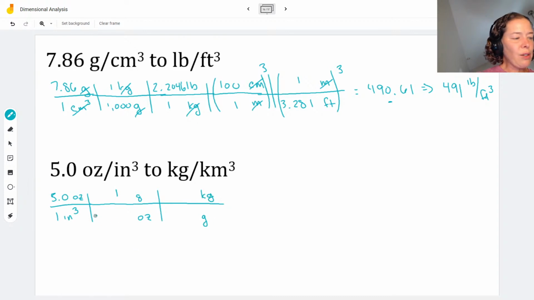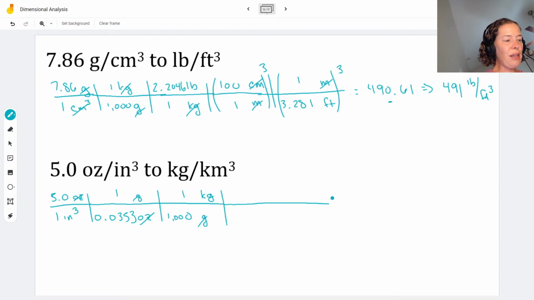That was 1 gram and 0.0353 ounces. And then, of course, there are 1,000 grams in 1 kilogram. Okay, so my ounces have canceled. My grams have canceled. So my numerator is right where I want it to be. I want it to be in kilograms. Now I'm going to deal with my denominator.